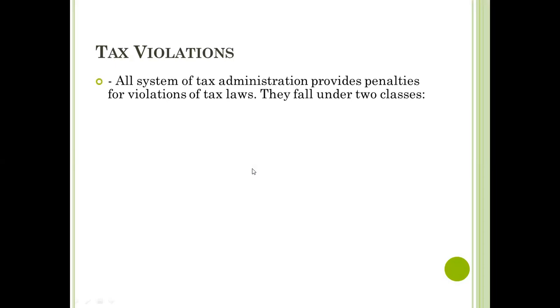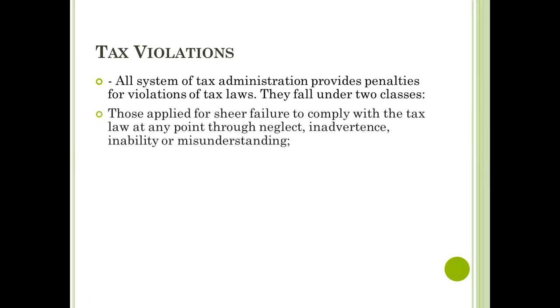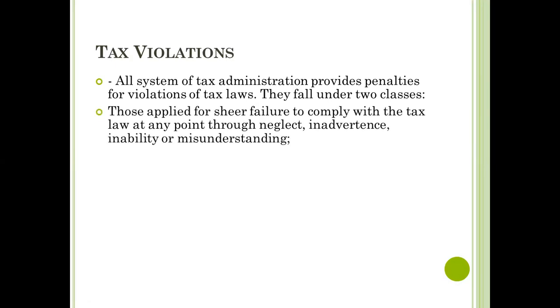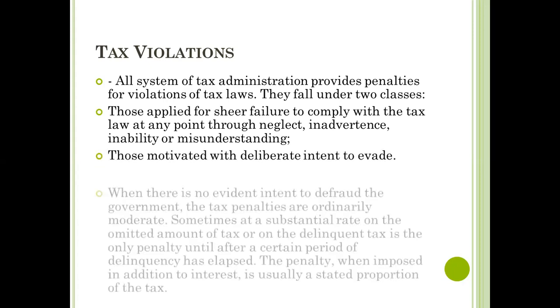And then the next one that we will discuss is tax violation. So all systems of tax administration provide penalties for violations of tax law. They fall under two classes. So those that apply for sheer failure to comply with the tax law at any point through neglect, inadvertence, inability, or misunderstanding. Also, those motivated with the deliberate intent to evade.